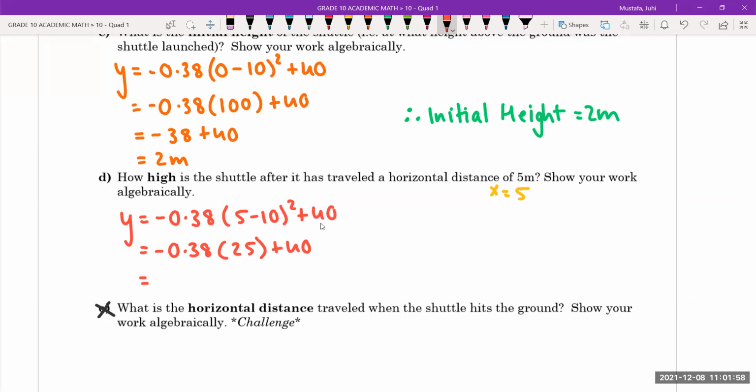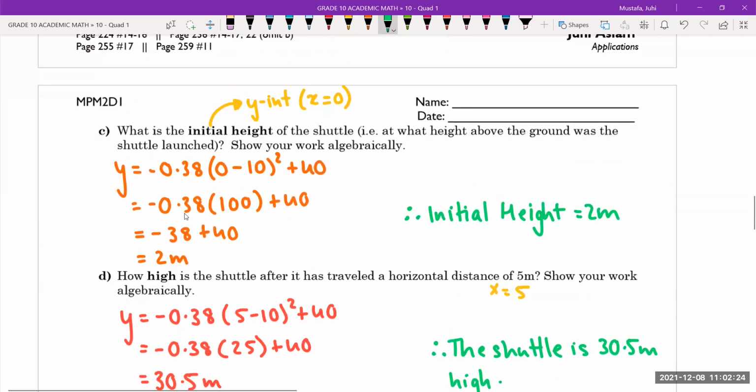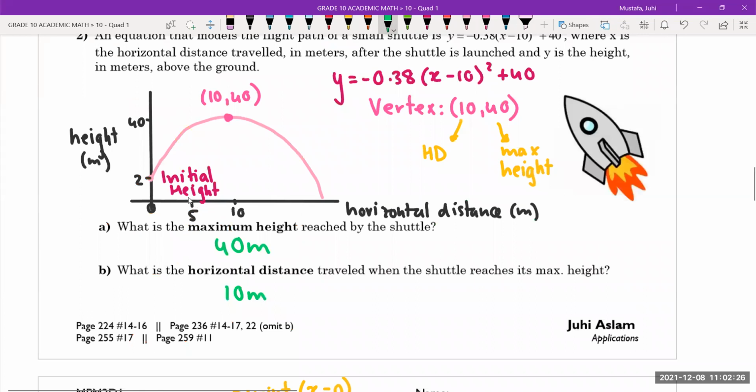What'd you guys get? Nope, not quite. 30.5 meters. So we can say, therefore, I'm not even writing full sentences. How high? The shuttle is 30.5 meters high. And on the graph, it means that after 5 seconds, if you were to go up, this point right here should be approximately 30.5 meters high.